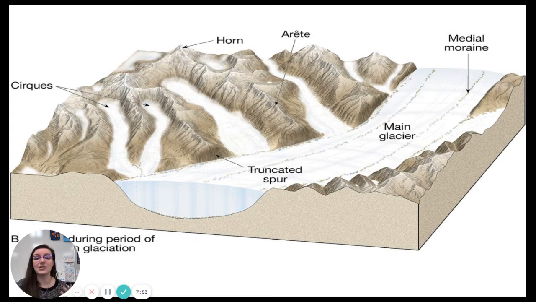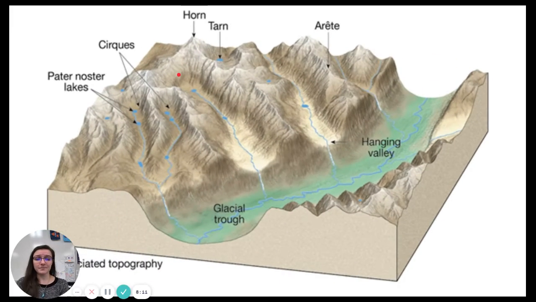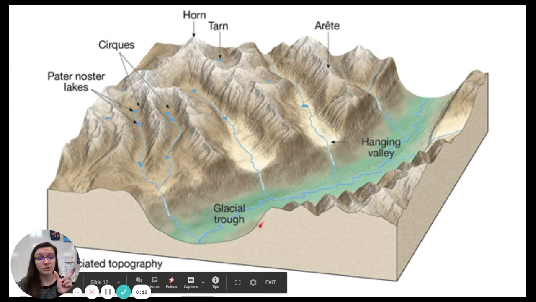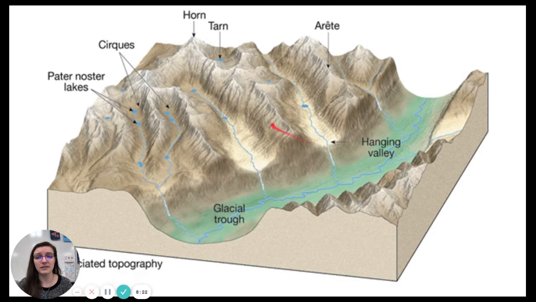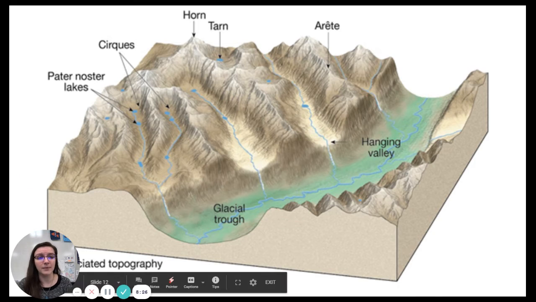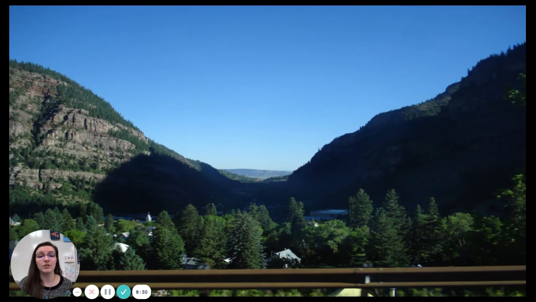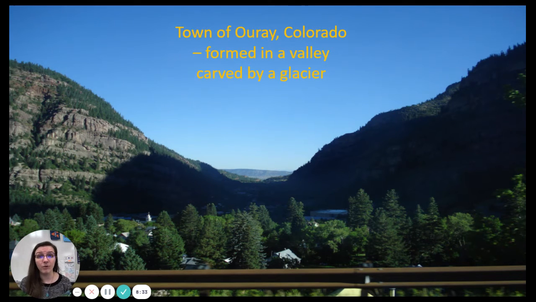So this is an example of what it looks like while there is a glacier. Here is our main glacier that is flowing downhill, and we've got lots of smaller glaciers that feed into it. And you can start to see some of these erosional features like the cirques, the ridges that are arêtes, and the horn. And then once the glacier has retreated or fully melted, here is that very clear glacial trough, that U-shaped valley. And there are all of these hanging valleys, smaller glacial valleys that feed into the main one. It really is a very clearly U shape. This is a town in Colorado that was formed in a valley that was carved by a glacier. So there are ridges, arêtes on either side, and you have this U-shaped valley where there was once a glacier.